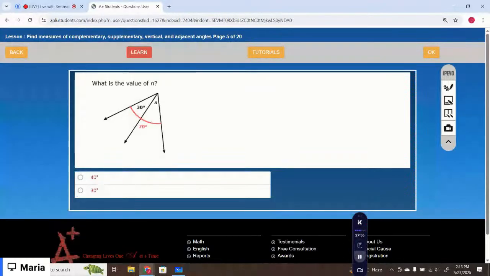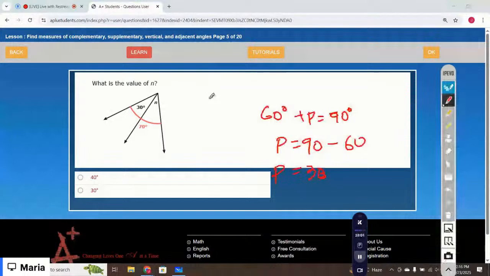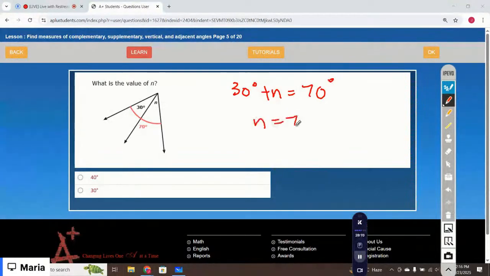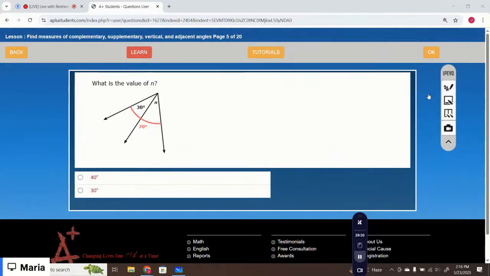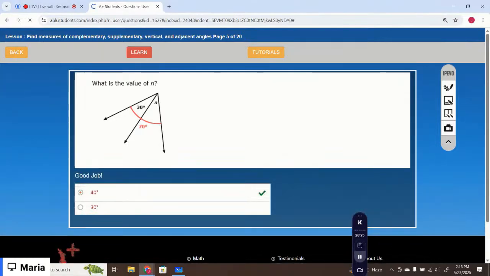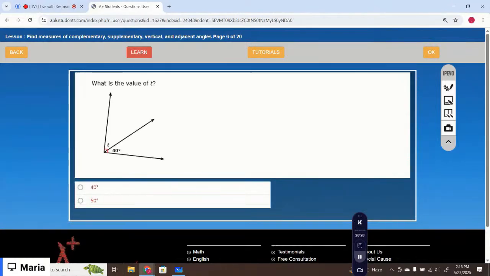What is the value of n? So the sum of angle n and 30 degrees is 70 degrees, right? 30 degrees plus n equals 70, so n equals 70 minus 30, which is 40 degrees. Option number one is the correct option, and n is 40. What is the value of P, and which is the correct option?